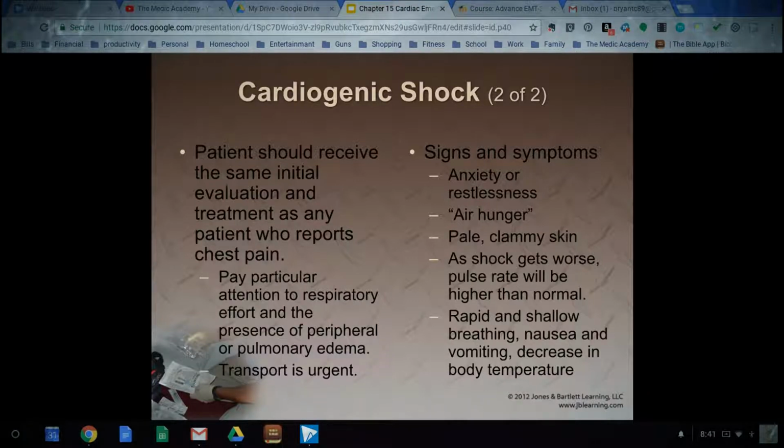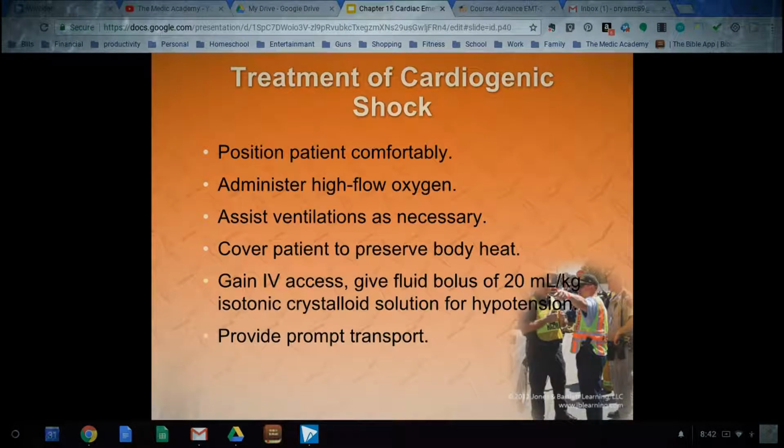Some signs and symptoms of cardiogenic shock: one is anxiety or restlessness, air hunger, and pale, clammy skin. As shock gets worse, pulse rates will be higher than normal. The breathing can become rapid and shallow, with nausea and vomiting, and they can have a decrease in body temperature.